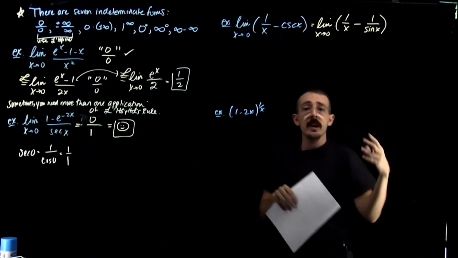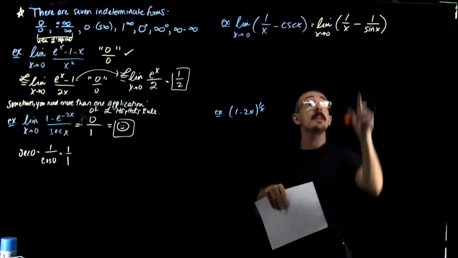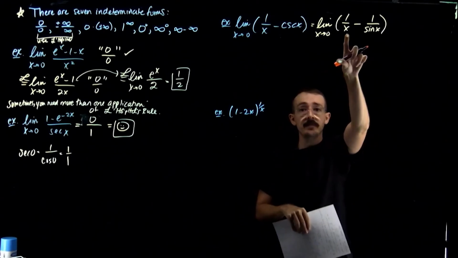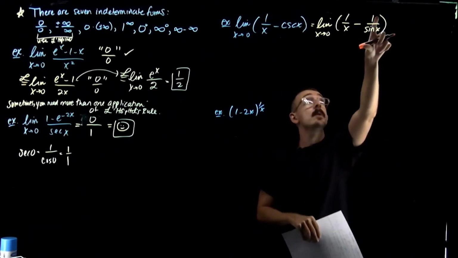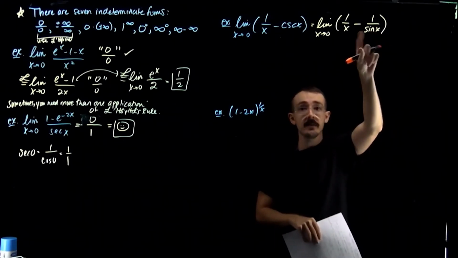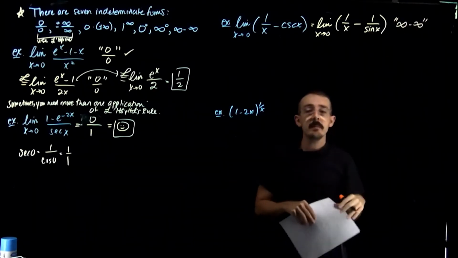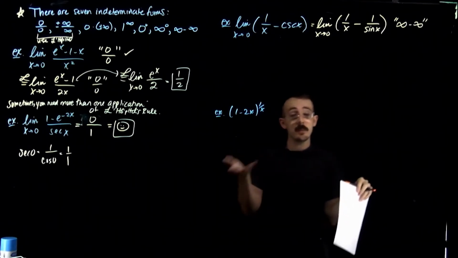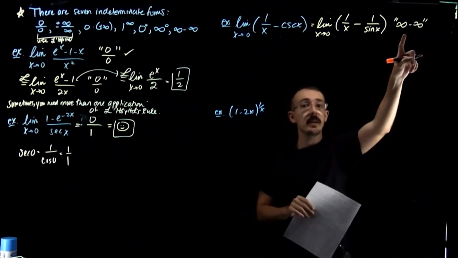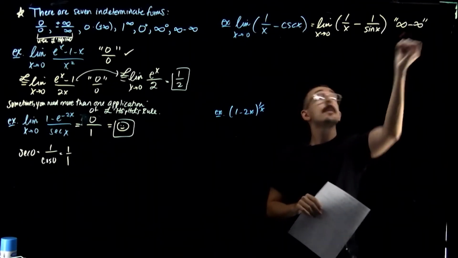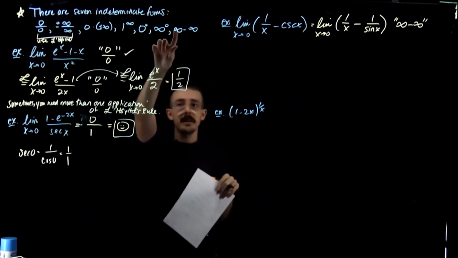So 1 over a denominator that's approaching 0. This is some form of infinity. And so is this, 1 over another 0, since sine of 0 is 0. You're going to get something that looks like infinity minus infinity, which is an indeterminate form. This is not 0. You cannot just say that this is 0. So if you look over here, this is the last one on my list.